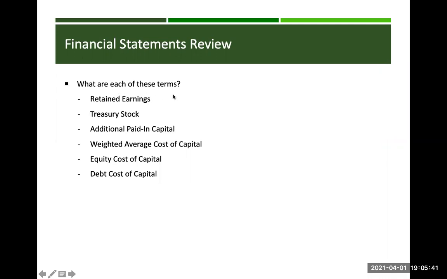And so what are each of these terms? Retained earnings. What does that actually mean? And if anyone wants to give an attempt at any one of these, you're more than welcome to. I'll pause for a minute. Retained earnings, net income, net profit after dividends. Yes, but more specifically, accumulated over the life of the company. So it's not just net income, it's net income since the beginning of the company. Accumulated.